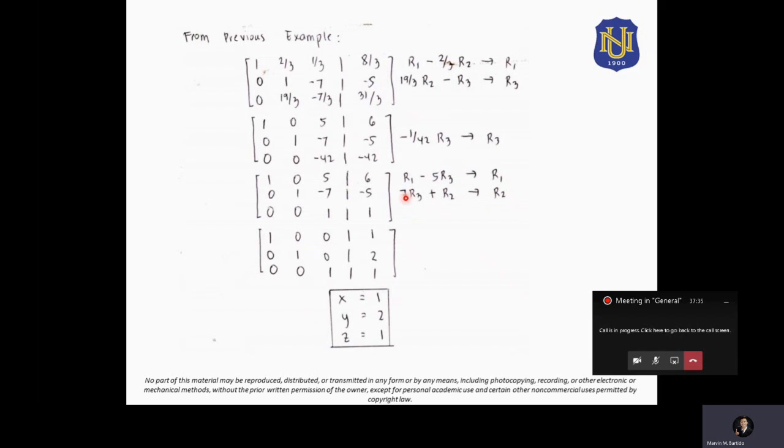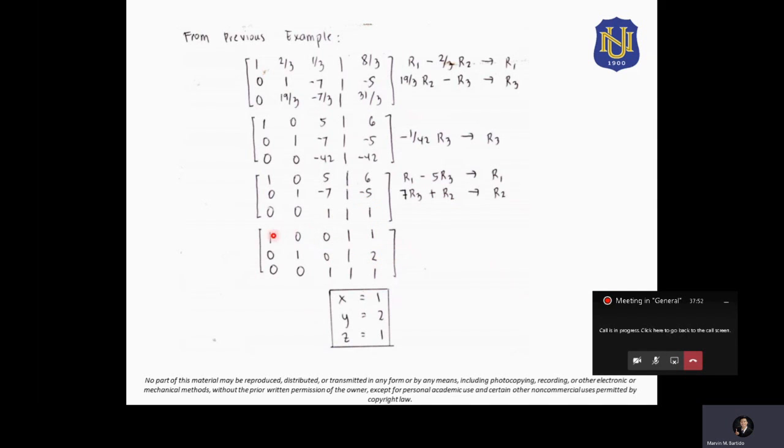So that will be 7 times 1. Okay, plus negative 7, 0. So that will be 0 ito. And then we have 7 times 1, which is 7 plus negative 5. That will be 2. Ayan.